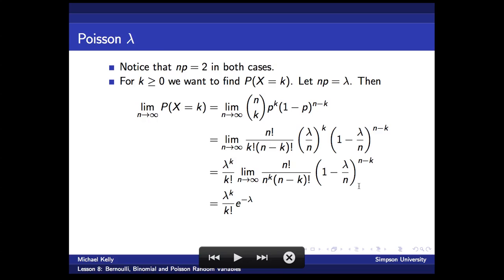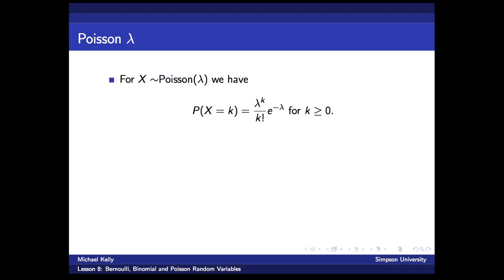And the second fraction may be something I do in class, but this limit's going to go to e to the minus lambda. So the probability X equals k is lambda to the k over k factorial times e to the minus lambda. And that's just the definition for a Poisson.